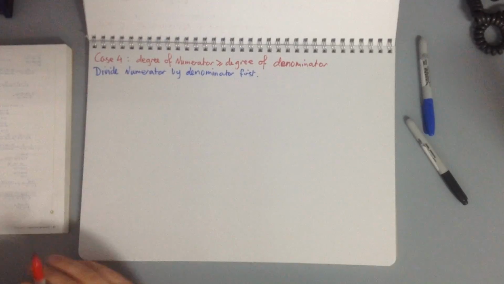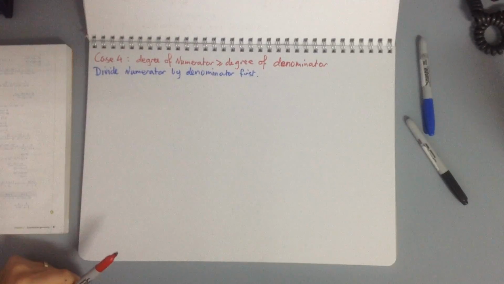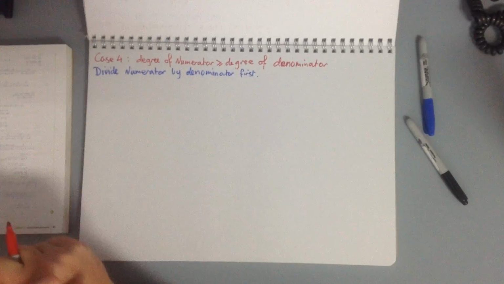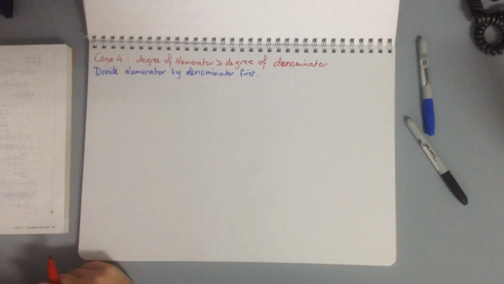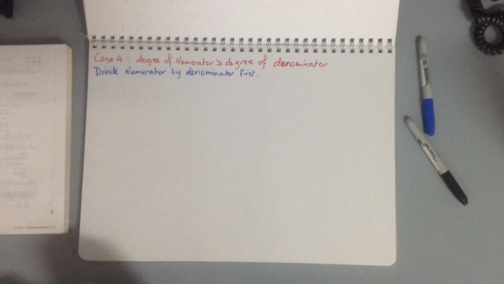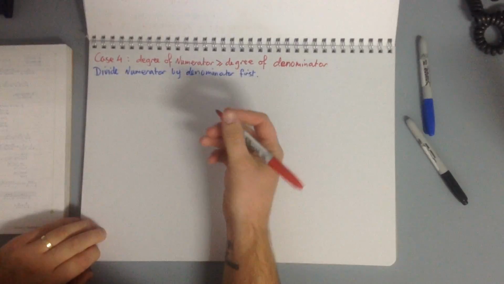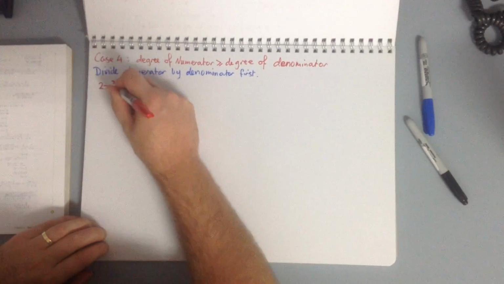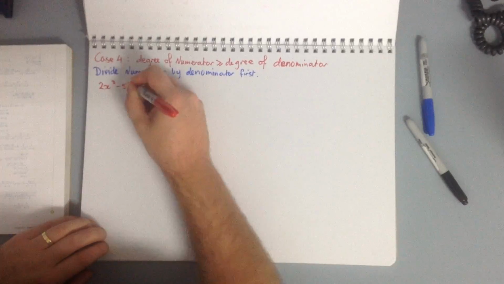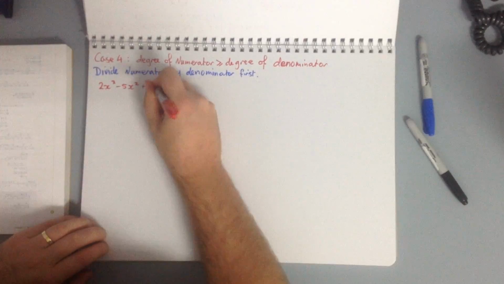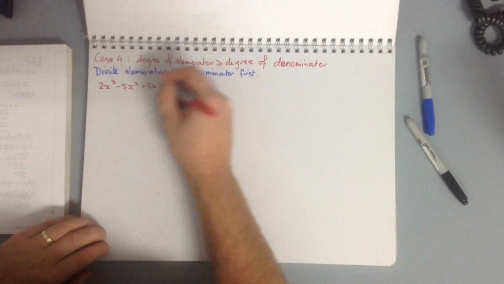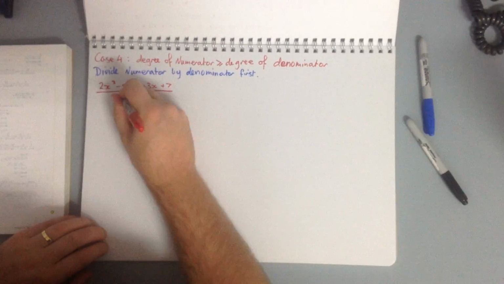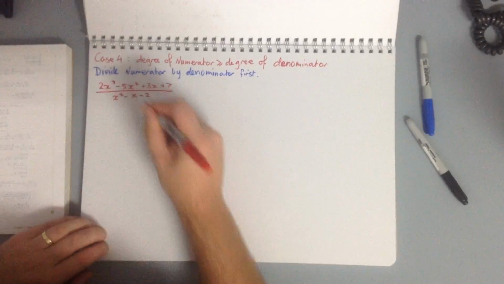So this is where the degree of our numerator is bigger than or equal to the degree of the denominator. There are two worked examples here. I'm going to do the second part of it, which is where we've got 2x cubed minus 5x squared plus 3x plus 7 over x squared minus x minus 2.